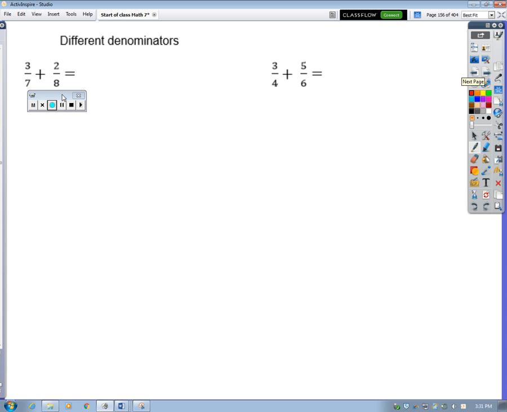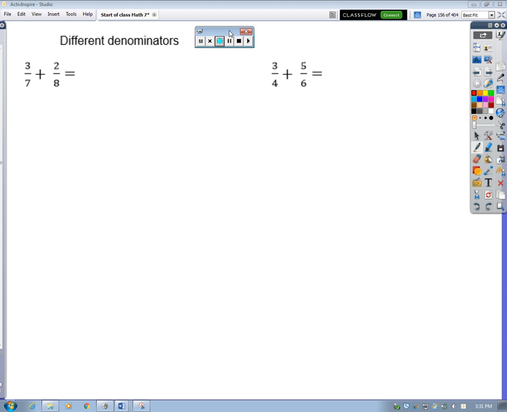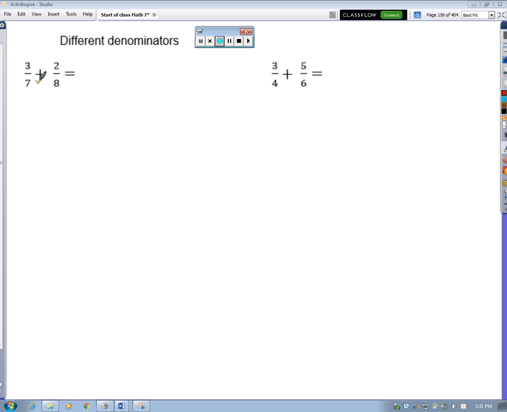Okay, here is our first fraction, 3/7 plus 2/8. Now, we can't add these fractions the way they are because these denominators are not the same. Okay, we have to go through some steps to get those denominators to be the same. We're going to change these fractions, and then we'll be able to add them. Alright, this is why people don't like adding and subtracting fractions, is because of this step here.